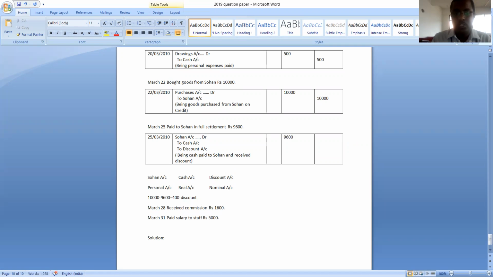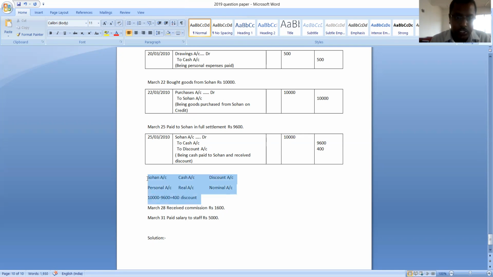It is 9,600. How much cash have we paid? See here, instead of paying 10,000, we paid him 9,600. We got a discount of rupees 400. So totally, Sohan's account will show how much? 10,000. Understood? Here it is showing 10,000, so here also it must show 10,000 rupees. So Sohan's account debit 10,000 rupees, to cash account 9,600, to discount account 400. Okay, let us move to the next transaction.